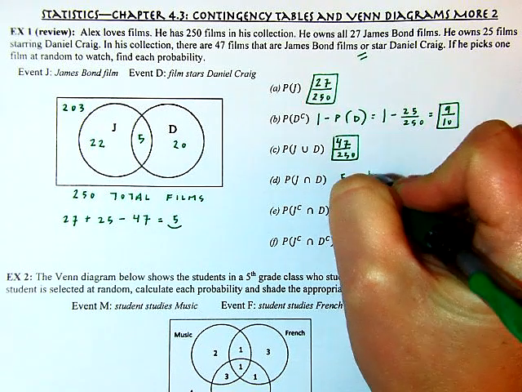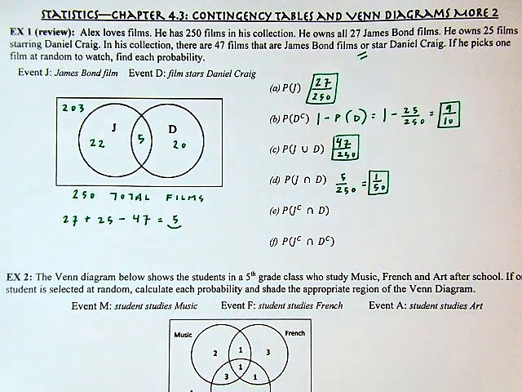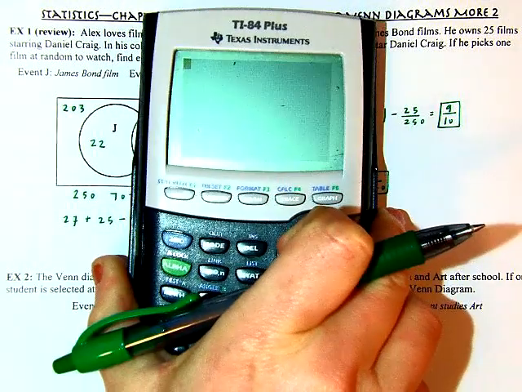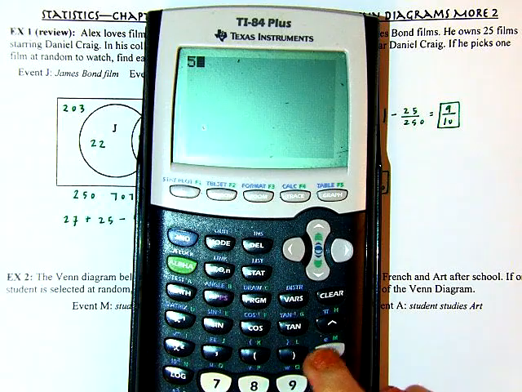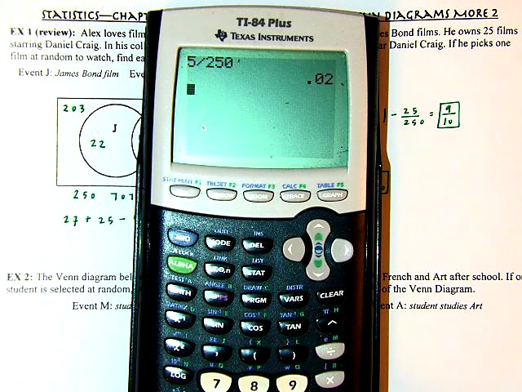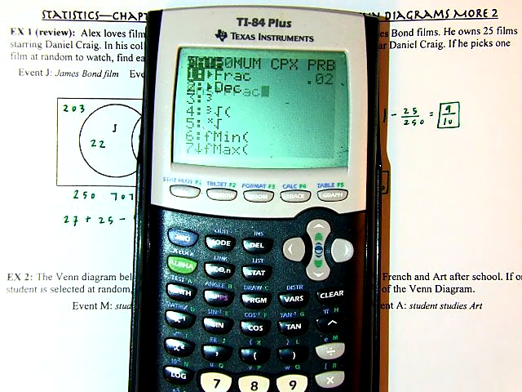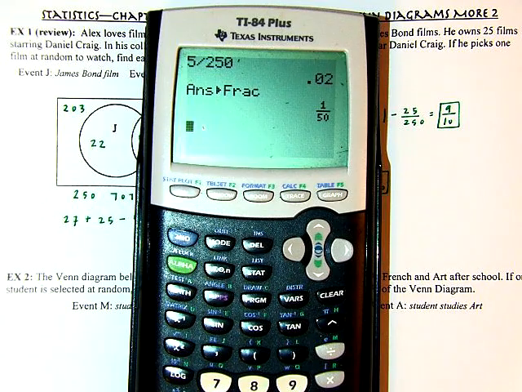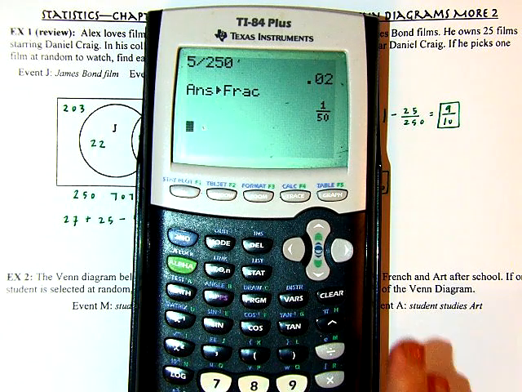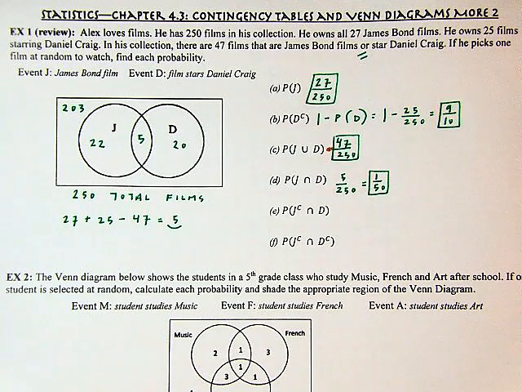So I showed you that fancy shortcut, how to do math frac in your calculator. A little reminder, right? If I type in 5 divided by 250 and I hit enter, I see it as a decimal. I hit math, arrow to fraction, convert it to a fraction, and it's nicely reduced, 1 over 50. So we have that beautiful shortcut available to us.